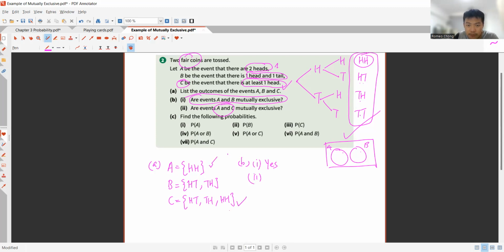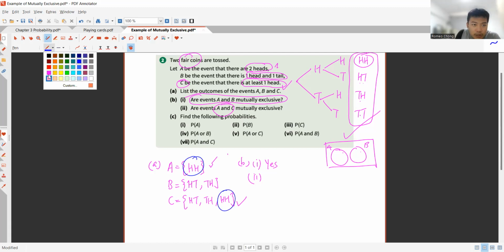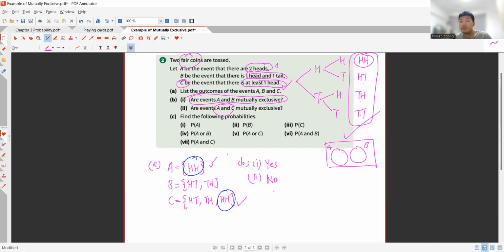And also C. So you will notice that there is one common element. Let me use a different color. So you have one common element H and also the H here. So you need to say that these two, they are not mutually exclusive. Why? Because there is one common element, HH.